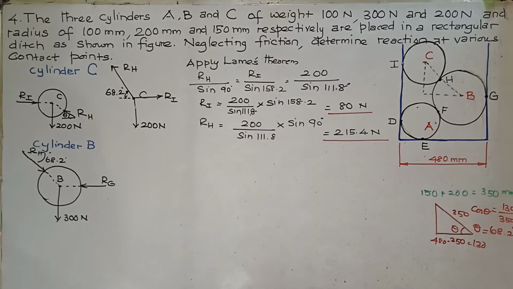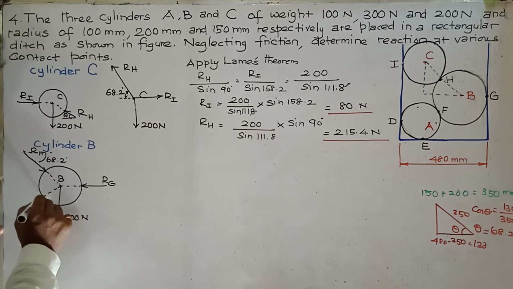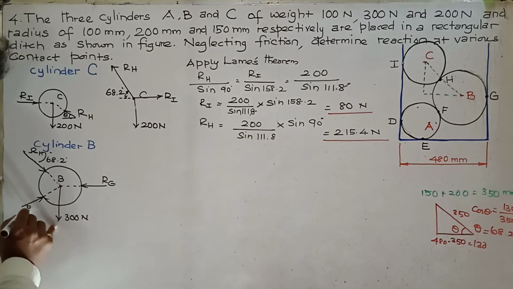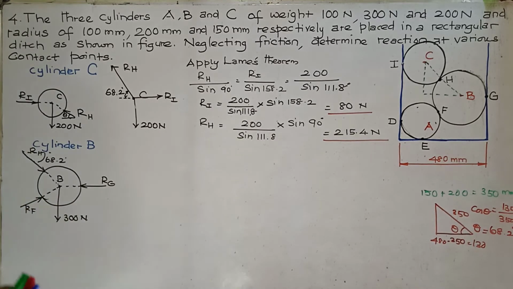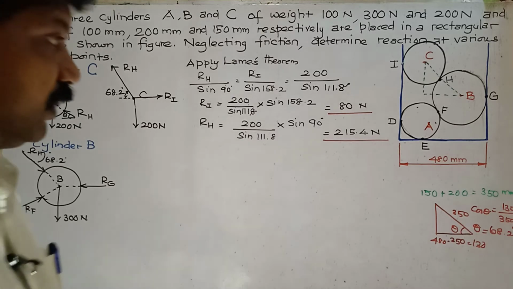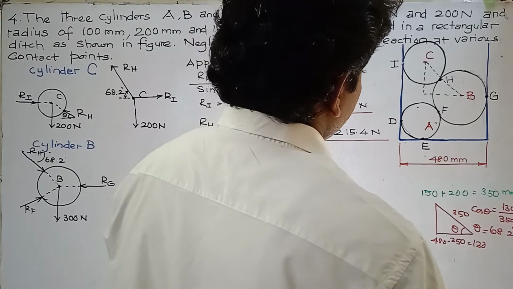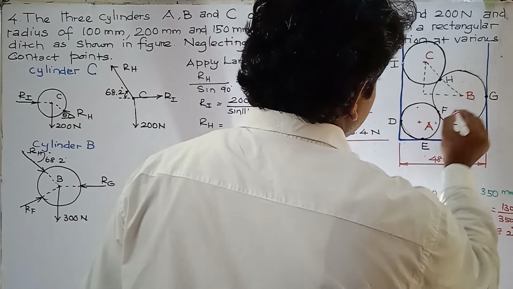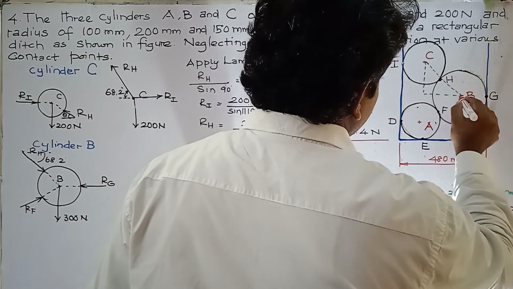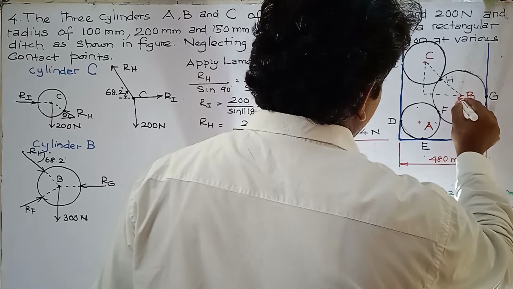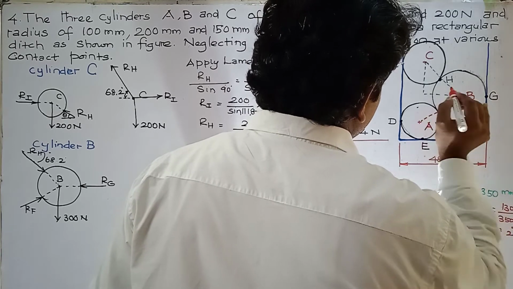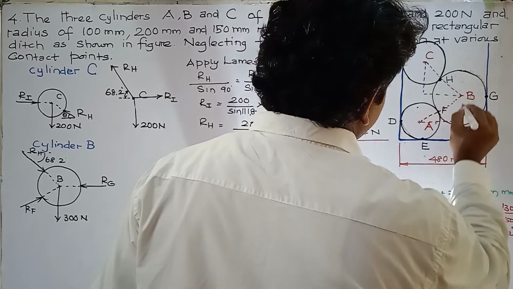300 Newton. Any other force, RF with horizontal? How to find the RF with horizontal? Anyone? Next we have to find RF with horizontal. See the joining points: the CG of cylinder B and cylinder A and the intersecting point, the common line of action.